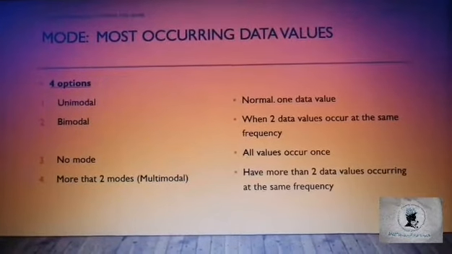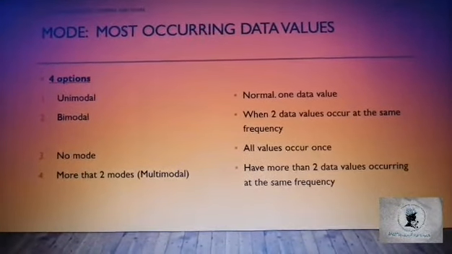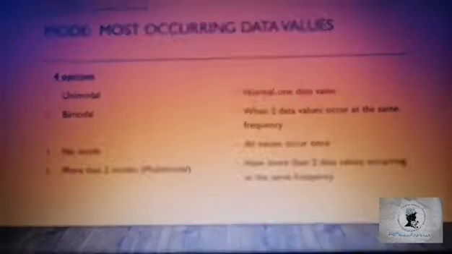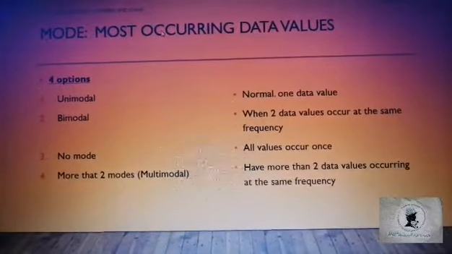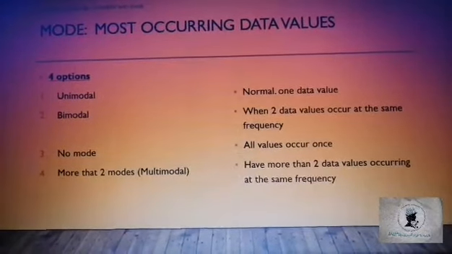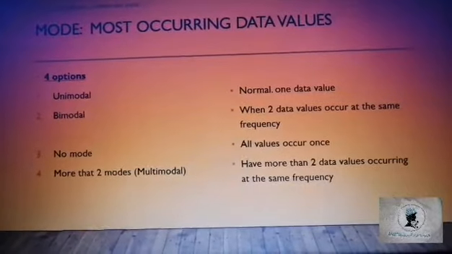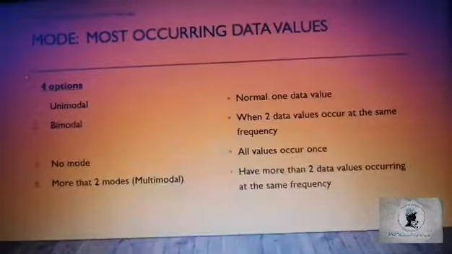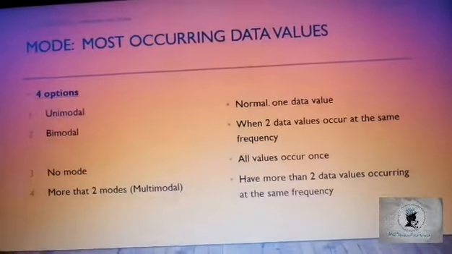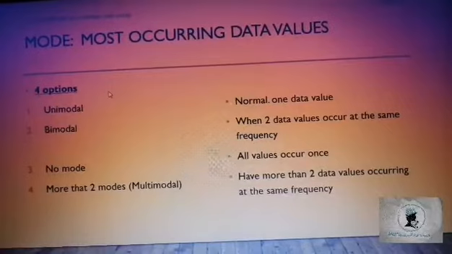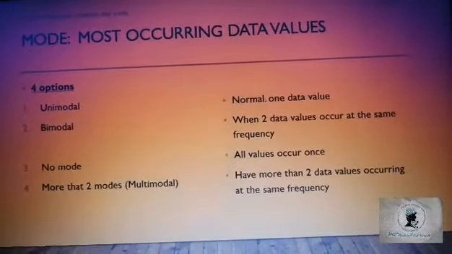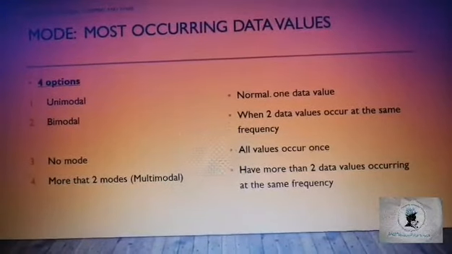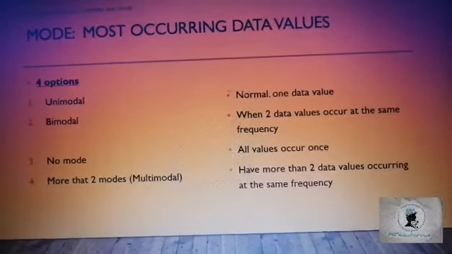Moving on to the last measure of central tendency, we have the mode. Your mode is basically the most occurring data value or values that you have in the sample. So guys, we have 4 types of modes. Your sample can be unimodal, meaning that it just has one mode. It is the normal one, the one we are used to. You have one data value being your mode.